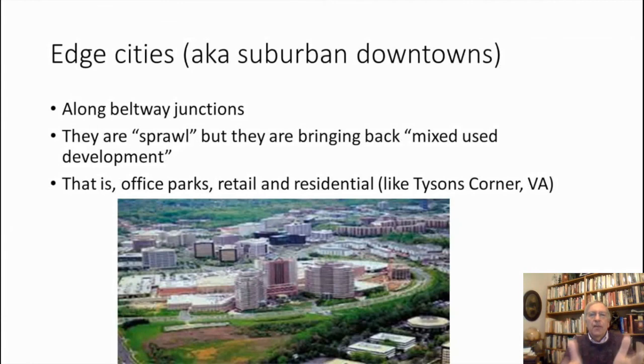So now, edge cities, also known as suburban downtowns, there are some of those nuclei or sectors on the Harris and Ullman model. Anyway, these mixed-use developments, or sometimes called planned-use developments, are bringing those things back together again. Shopping, residences, and employment.